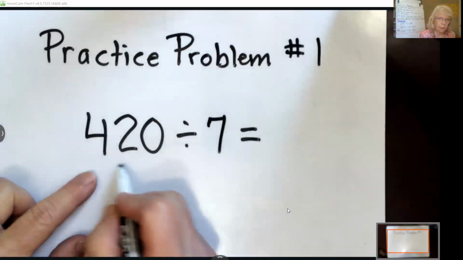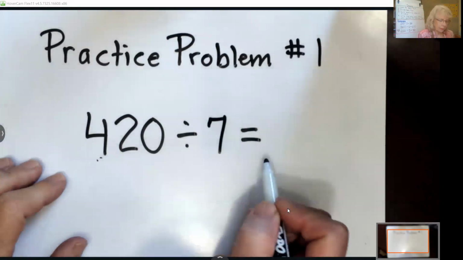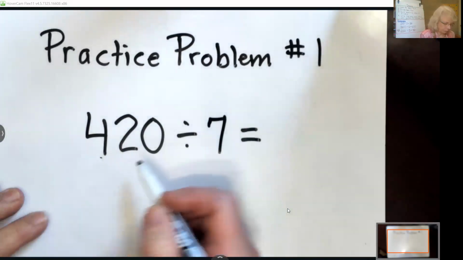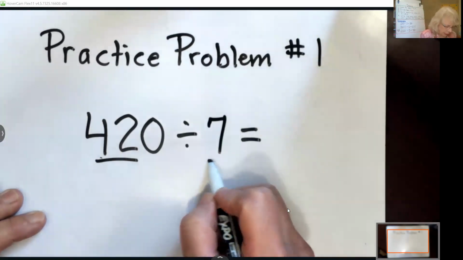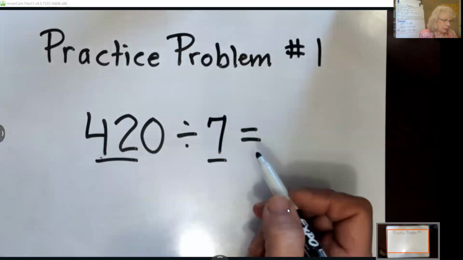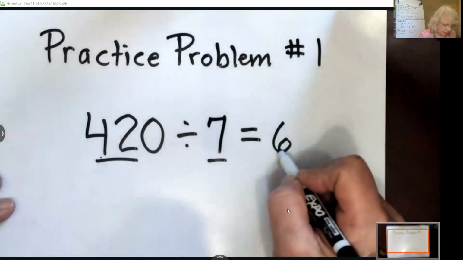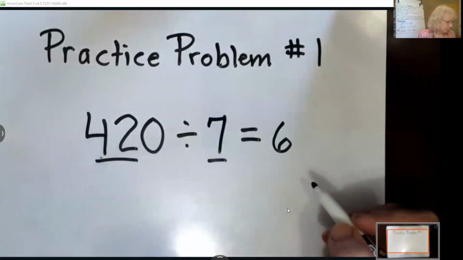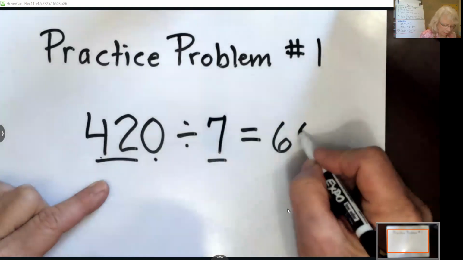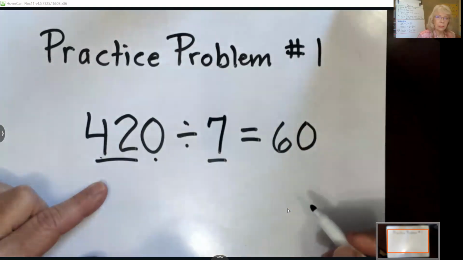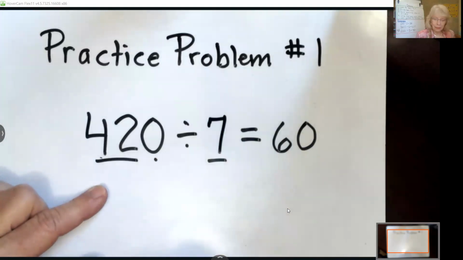So we're going to look for our basic fact. We have 420 divided by 7, numbers in the hundreds. Our basic fact is 42 divided by 7, and the answer to that might take you a little while to work out. That's okay. Take all the time you need. It is 6. And then we count how many zeros, and we have 1. So our answer is 60. How'd you do? Hopefully it's feeling easy.